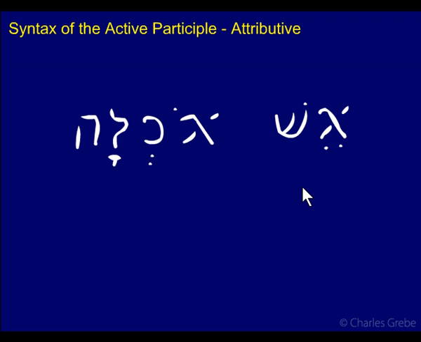So attributive adjectives and attributive participles are very similar. The attributive participles normally modify a noun. They normally follow the noun that they modify, and they agree in these three ways: gender, number, and definite status. They can be translated as a modifying element, a consuming fire. They could also be translated as a relative clause, a king who sits.